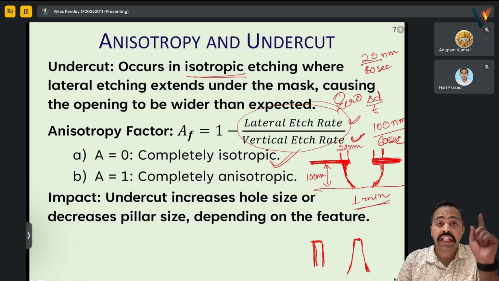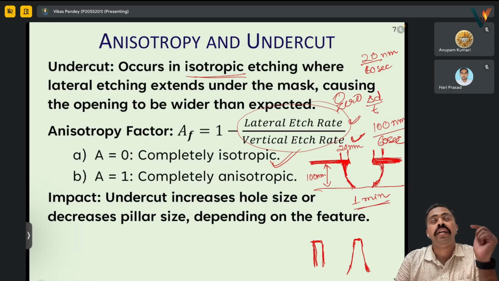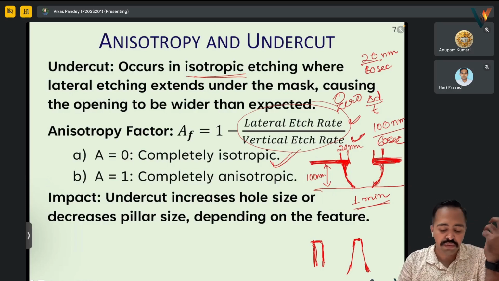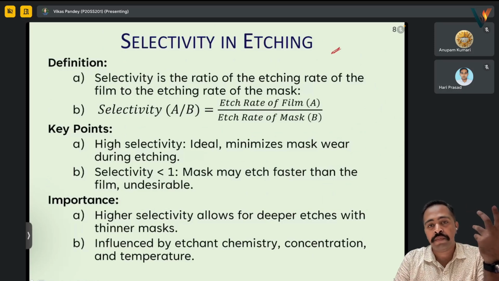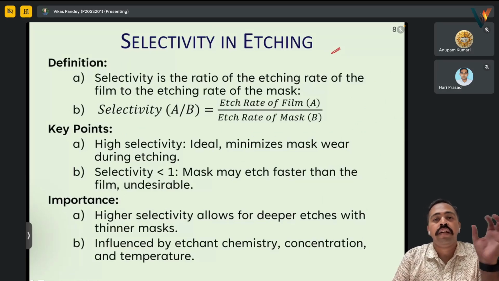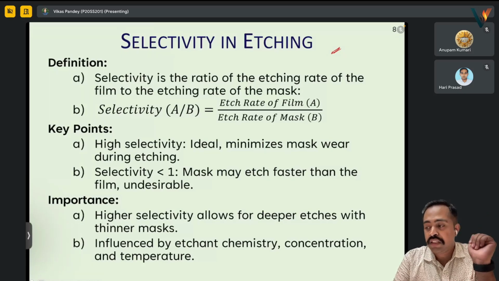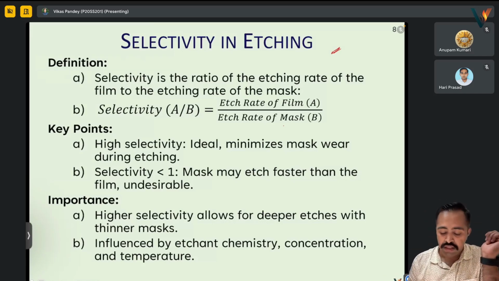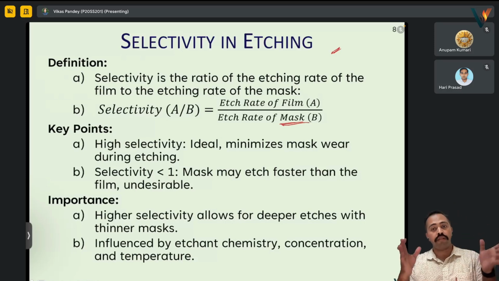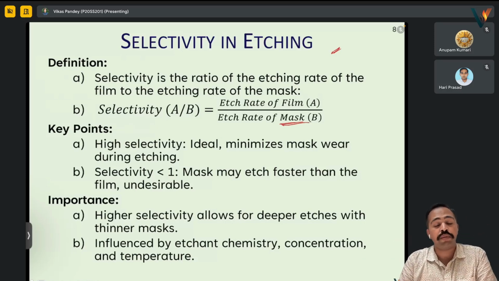Then there is selectivity in etching, because if you have a chemical that removes something, it should not be that it removes everything. One of the most important things that should be protected is the mask. Here it is not the physical mask of the photolithography process we were talking about. This is the mask or the protective layer that we had made. It may be of silicon dioxide, it may be of photoresist or any other material.